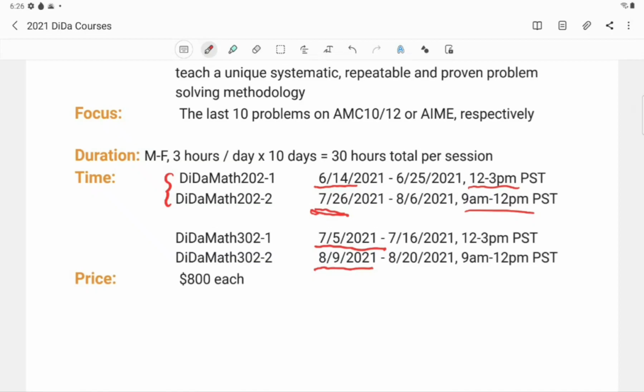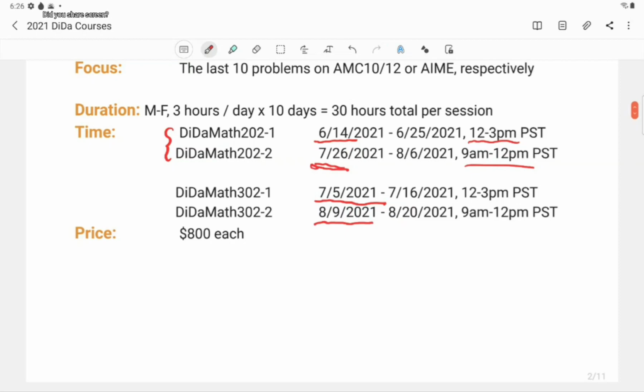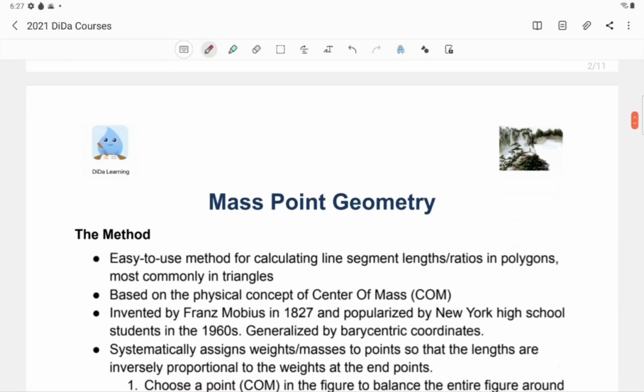Okay. So with that, all this information will be in the respective course catalogs in DDAR Learning. So you don't have to remember everything or anything. This is just a quick review because I haven't notified anybody about the times as well as the prices. So I just want you guys to have the first knowledge of it.